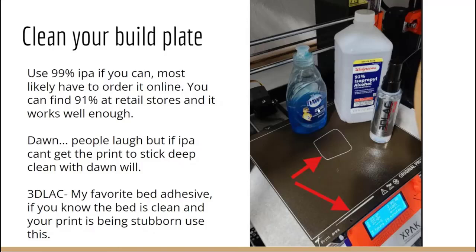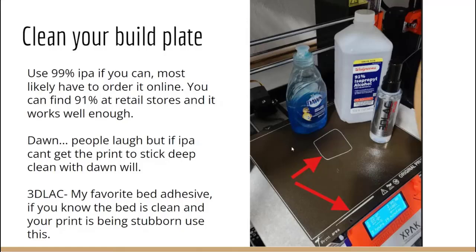IPA will thin certain residues, not remove them. If you use a dish soap and a non-abrasive sponge, you can give it a deep clean with just a little bit of soap, and it will remove and rinse away all the residues and start your build plate from scratch, and you'll get great adhesion.